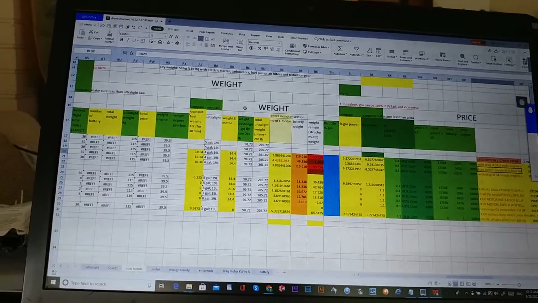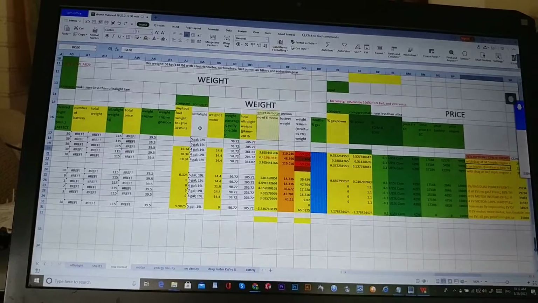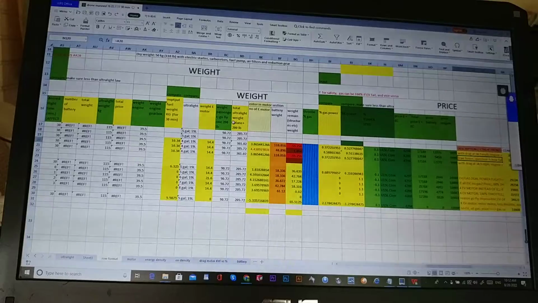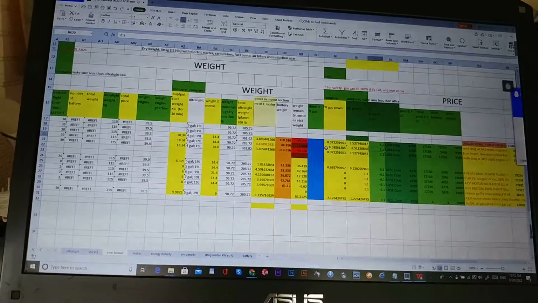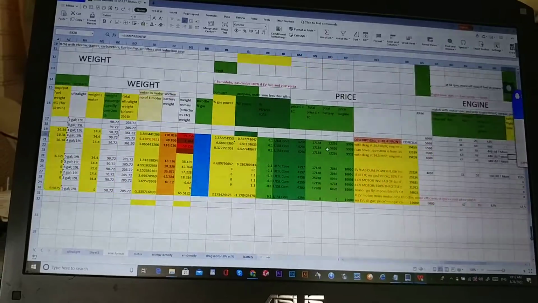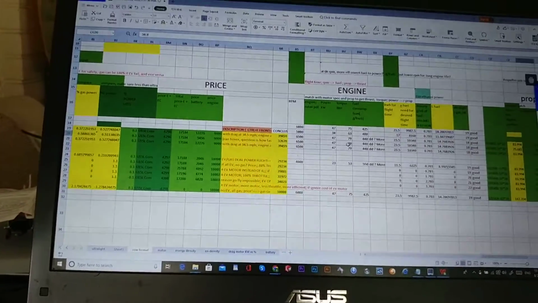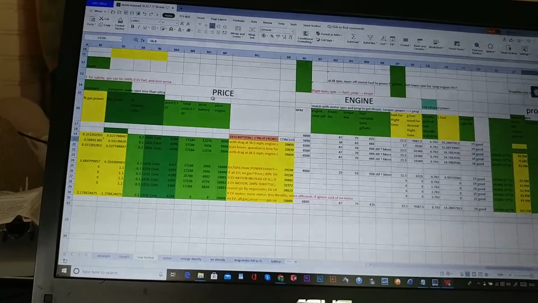And the weight, obviously, we need to add up the weight of the fuel, the weight of the structure itself, the weight of the battery, and the passenger, which is a 200-pound passenger. And then there's the price. I need to know if I'm in the budget.